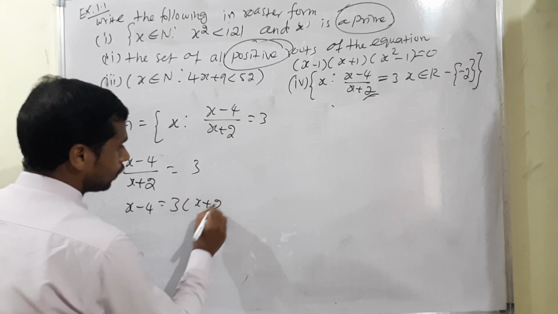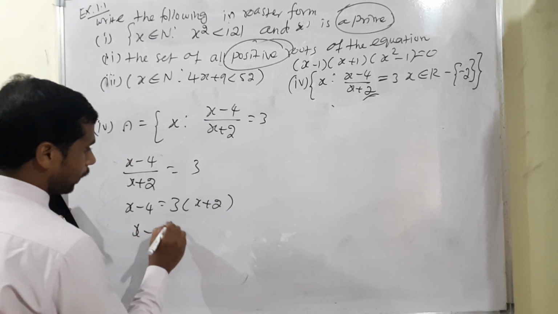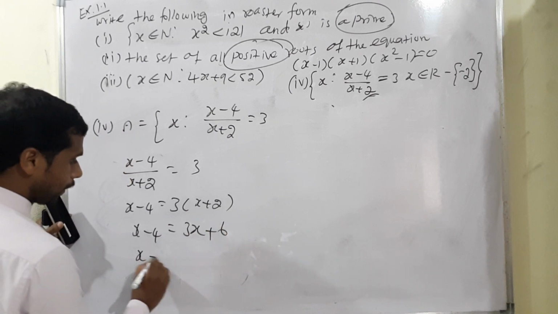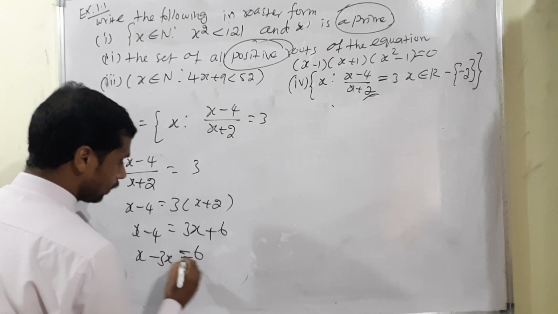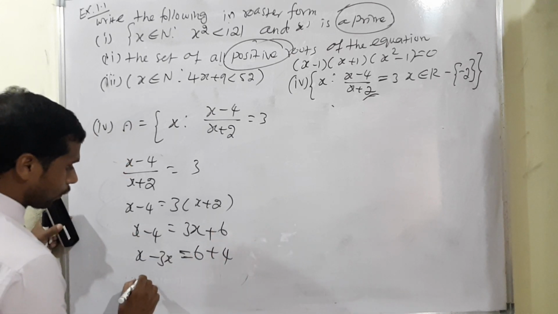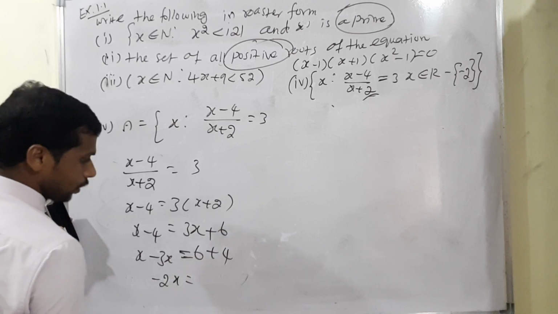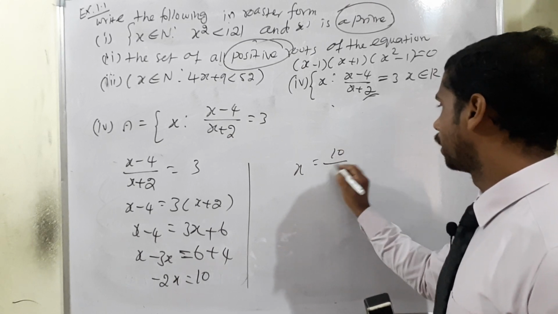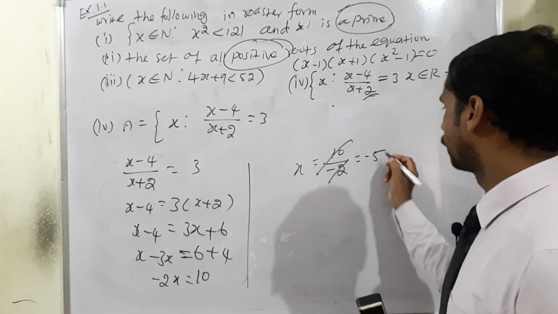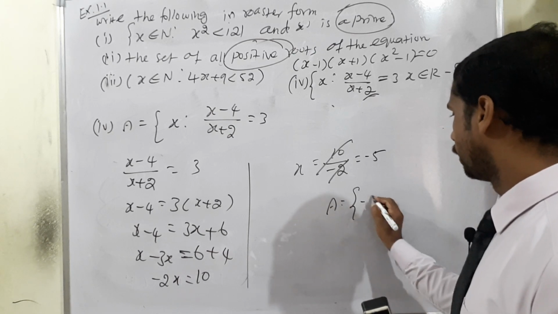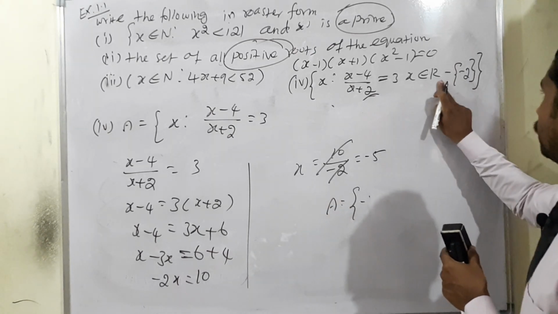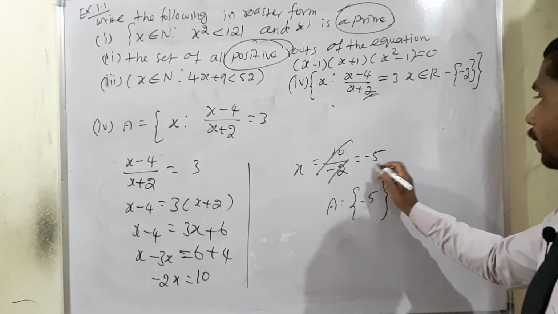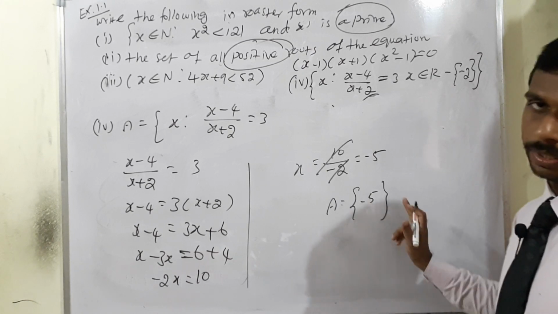x minus 4 is equal to 3 into x plus 2. Therefore, x minus 4 is equal to 3x plus 6, since 3 twos are 6. Bringing 3x to the opposite side gives minus 3x, and bringing minus 4 to the opposite side gives positive 4. x minus 3x is minus 2x, which is equal to 10, so x is equal to 10 by minus 2. 10 and minus 2 cancel to give minus 5. Therefore A is equal to the value minus 5, because the condition is real numbers except minus 2. If the answer were minus 2, we could write the empty set. But here it is minus 5, so we write the answer as minus 5.